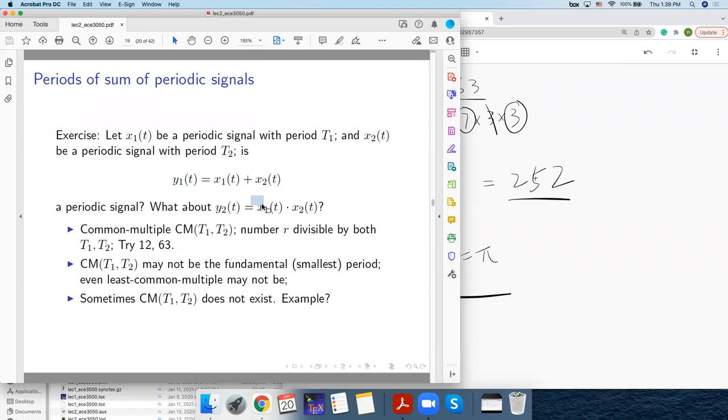And similarly, if you multiply the terms together, again, you are looking at the common multiple. So it may also be a non-periodic signal in general.